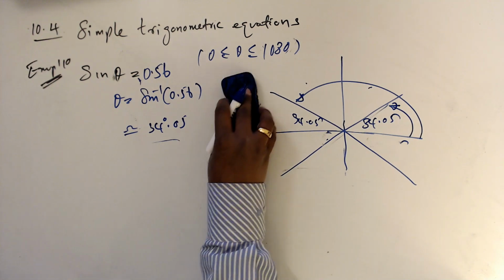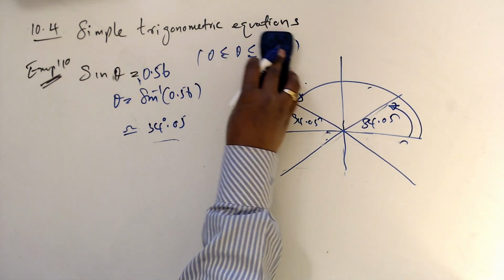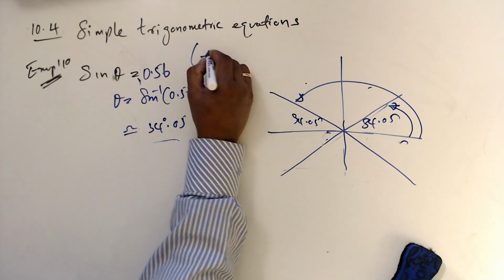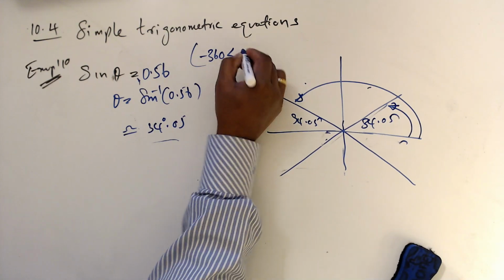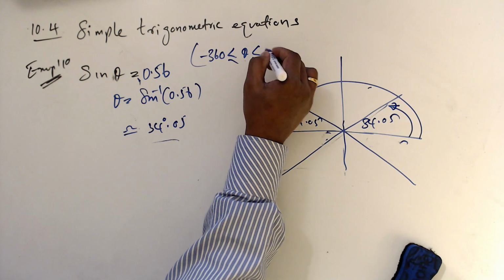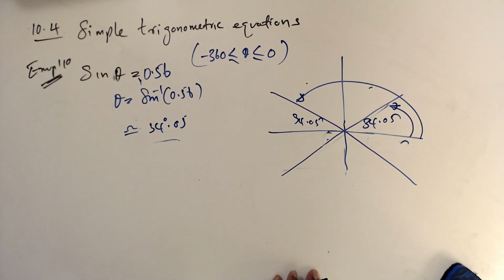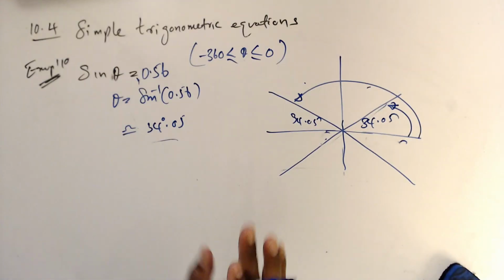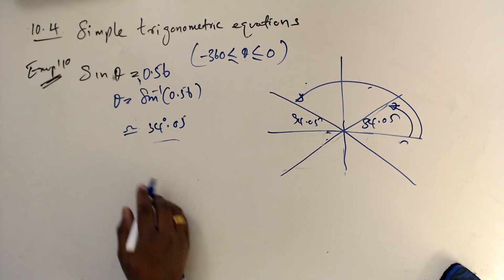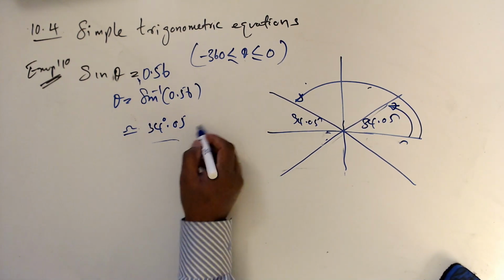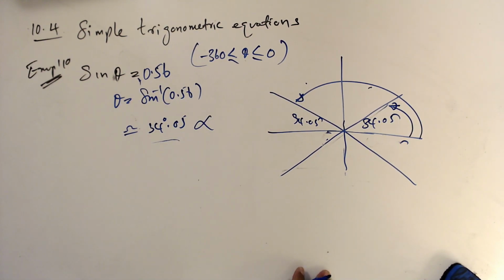Now I'm going to change the range. I need the answer in between minus 360 and 0. So when I look at this one, 34.05 is not in the range, so this is also not the answer.